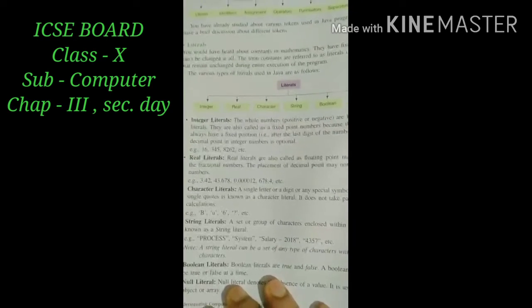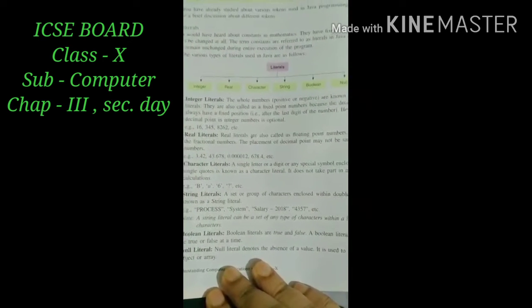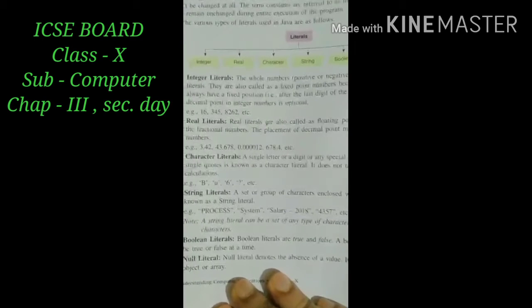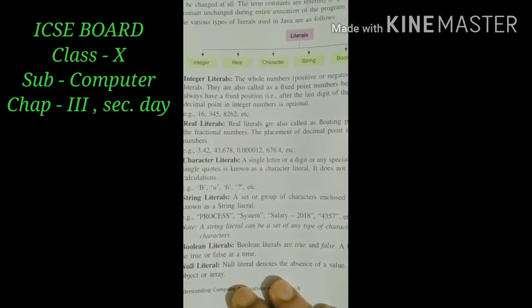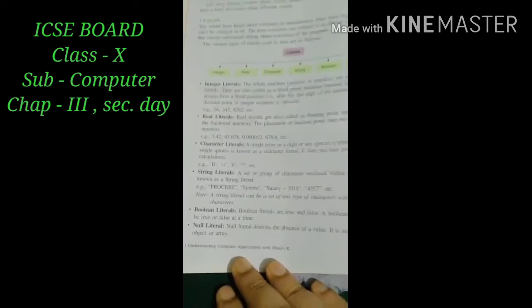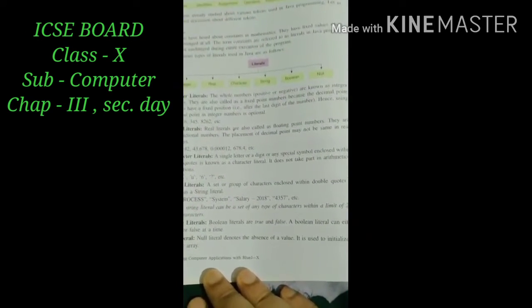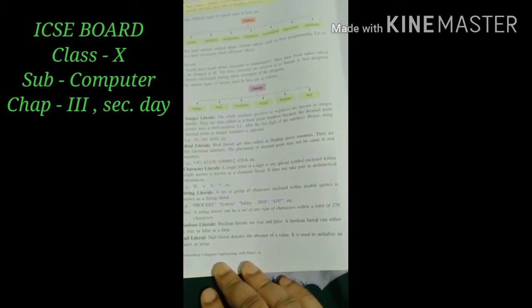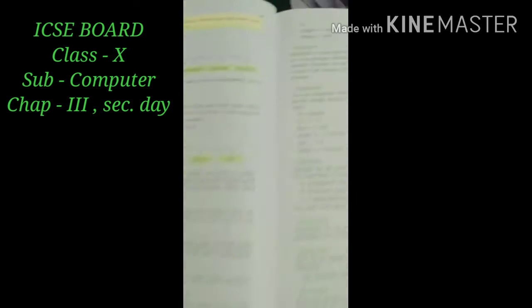String literals: a group of letters, a set of group of characters included within double quotes is known as a string literal. Like process, you see process is written in double quotes, so this is a string literal. And boolean shows either a true or false value. Null literal means no value, denoting the absence of a value. It is used to initialize an object or array.